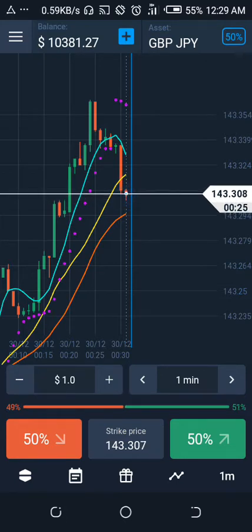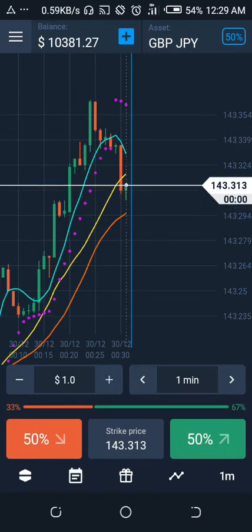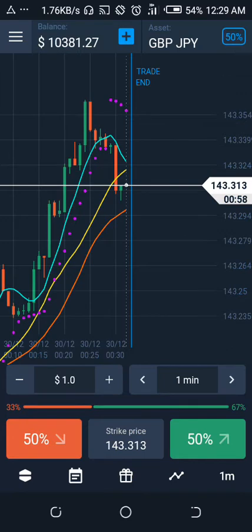As you can see, the parabolic has also formed in a downward direction. The dotted line here is called the parabolic. It follows the trend. If the chart is going downward, your parabolic will also be going downward. This is what they call the parabolic, the dotted points here. Just a little bit, we touch.